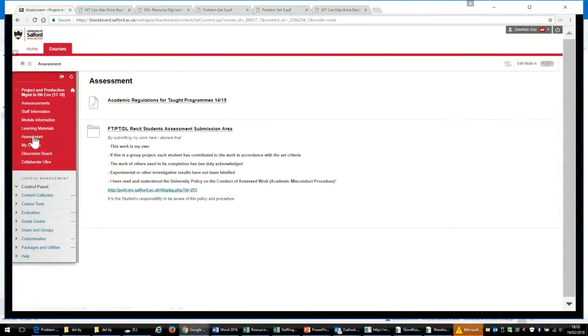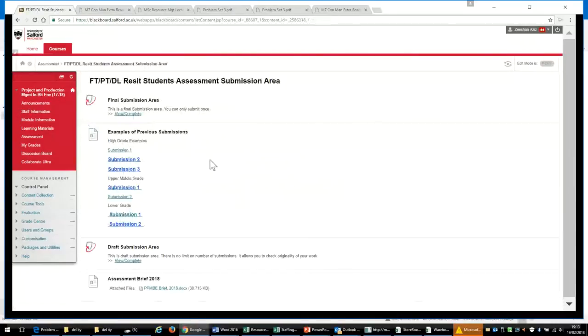And now in the assessment section, a few sample submissions were made available from the previous. I think there is an access issue. It has been highlighted, and I am going to correct it. So you should have some of the previous submissions which you can look into, some examples of the lower grade and the higher grade.